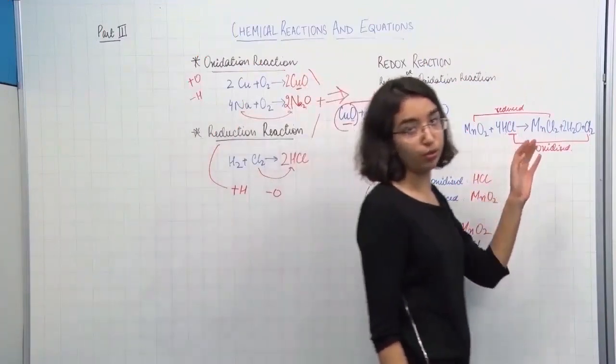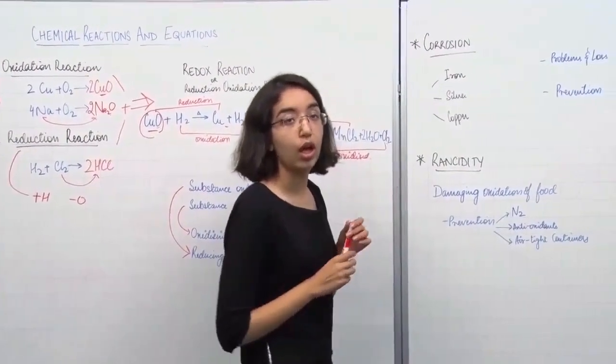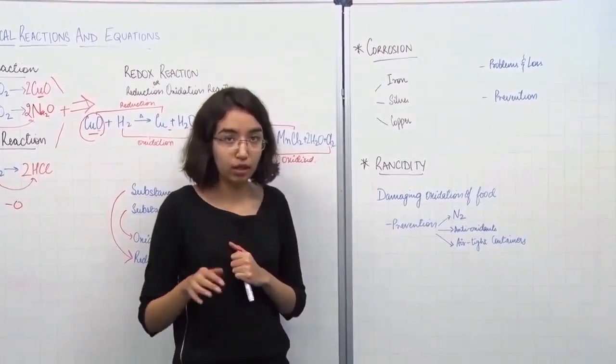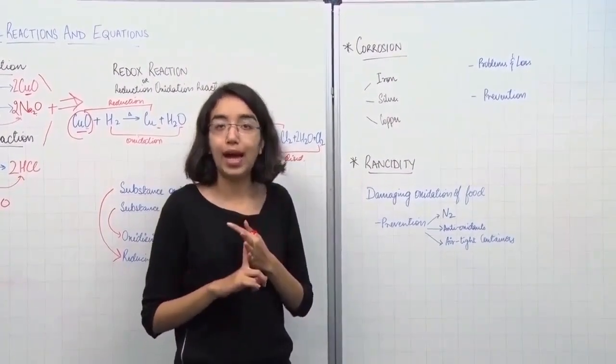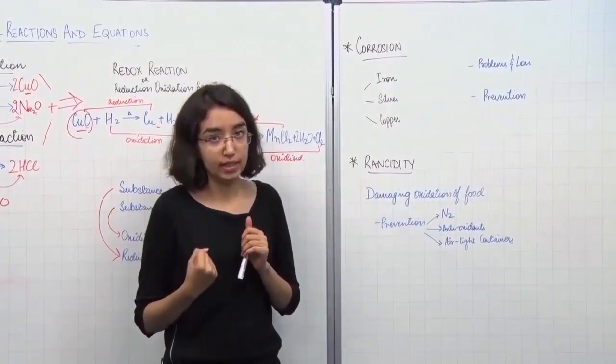Let's move on to these two problems. The first problem is corrosion. Now what happens in corrosion? In corrosion, a metal, any metal, reacts with the air, with the moisture or with the acids present on its surface and forms a layer which weakens the metal.